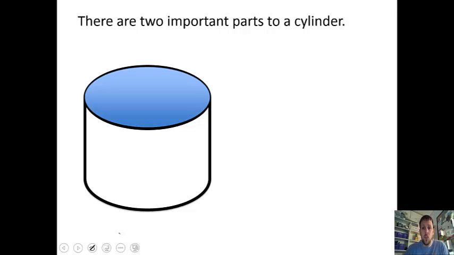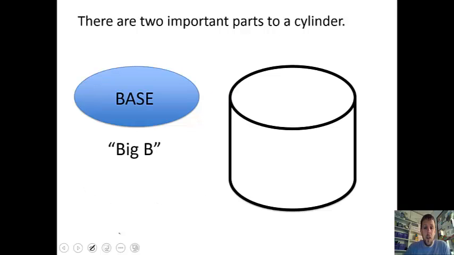But I want to explain two important parts of the cylinder. The first part is the base. And when we talk about an area of something in geometry, I'm going to call it big B. So this is big B. All right? It's different from small b. Small b refers to lines, like the base of a triangle or the base of a rectangle or parallelogram. But big B refers to the area of the base of the cylinder or whatever prism.